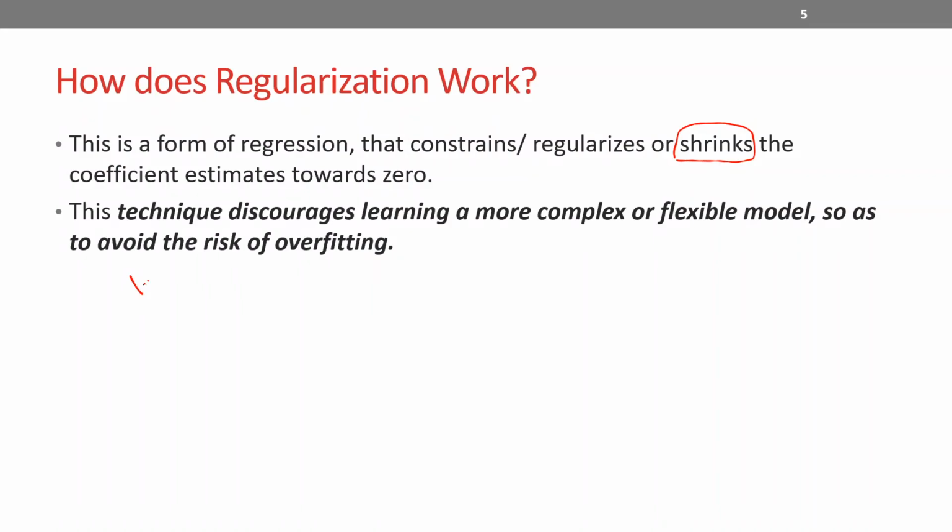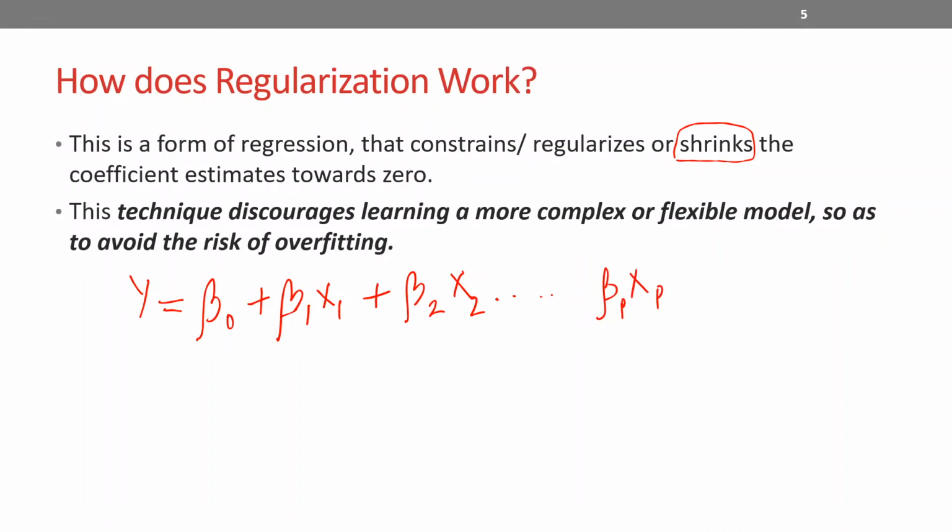If you remember, this is the equation of the linear model. So we have the intercept, and then these are the coefficients, and then the variables, right? Let's say this is the second coefficient, second variable, and so on, up to some pth variable and coefficient, plus some noise error term. So this is what the linear model looks like.